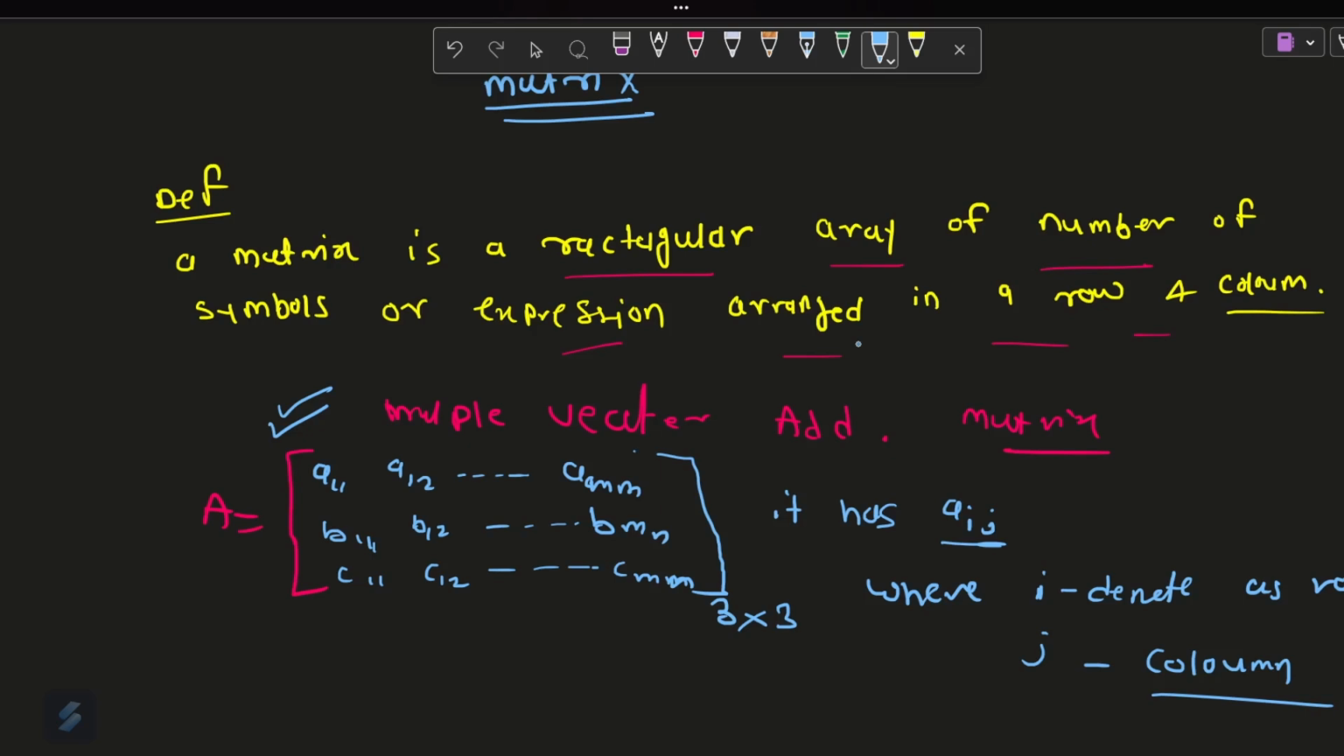You see, there are multiple vectors in a matrix: the one, two, and three. There are multiple vectors here.